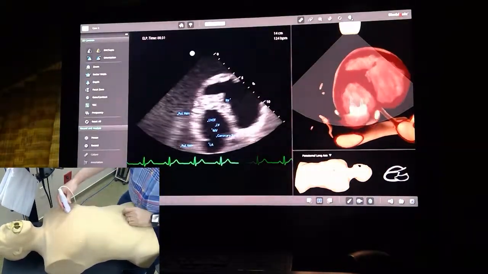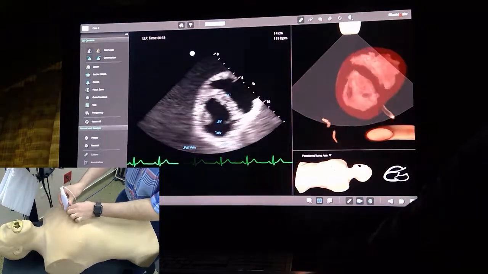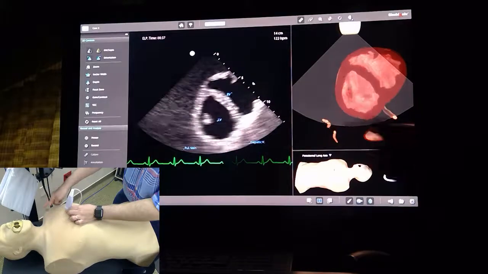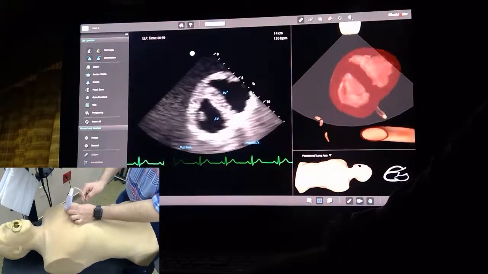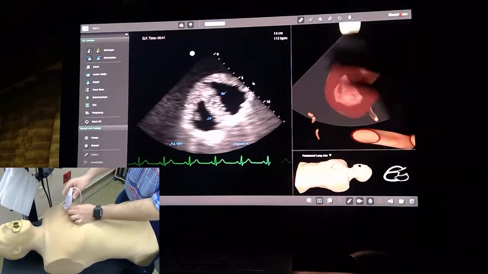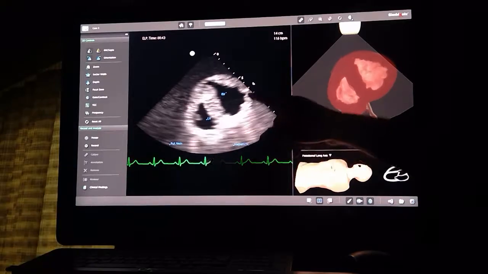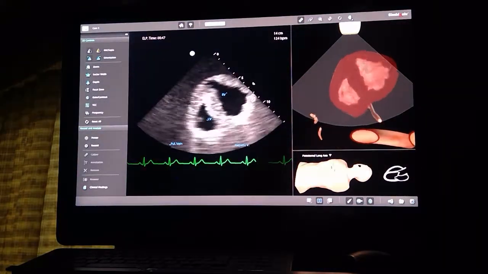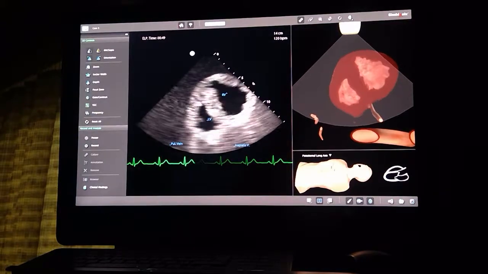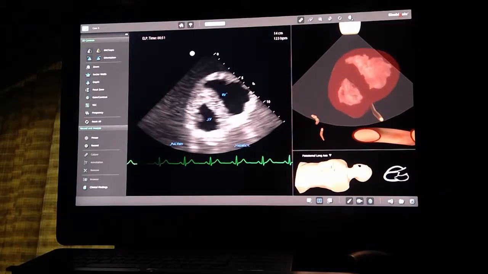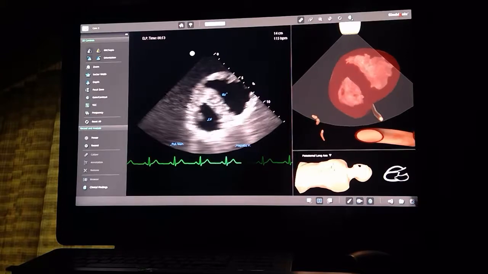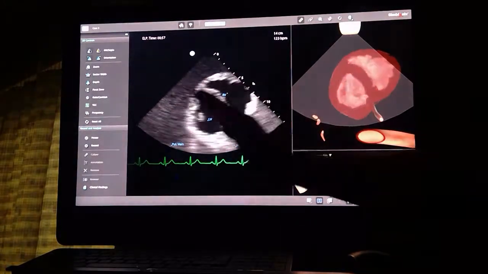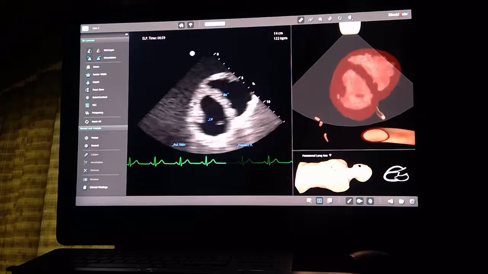On short axis view, you can recognize that this is the left ventricle, this is the right ventricle. And it's very obvious in this image that the right ventricle is larger than the left ventricle. That's the first clue. The RV should never be larger than the LV. The second clue, look at the septum, how the septum is bouncing towards the left ventricle.